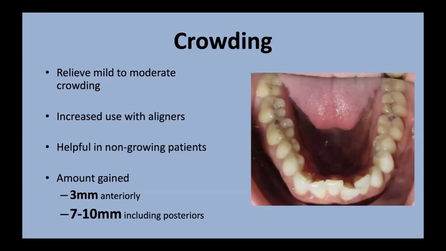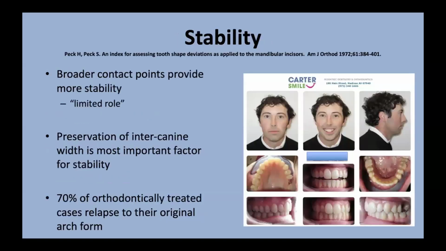Now, in a case like this where the lower teeth are almost tipped inward, we can upright the teeth to some extent, but we cannot resolve all of that crowding with that uprighting. So it really helps us get the proper desired effect with our aligners. And it's also very helpful in our non-growing patients because we would not be able to expand as much in those patients. So anteriorly, we can gain 3 millimeters of space, and posteriorly, we can gain 7 to 10 millimeters.